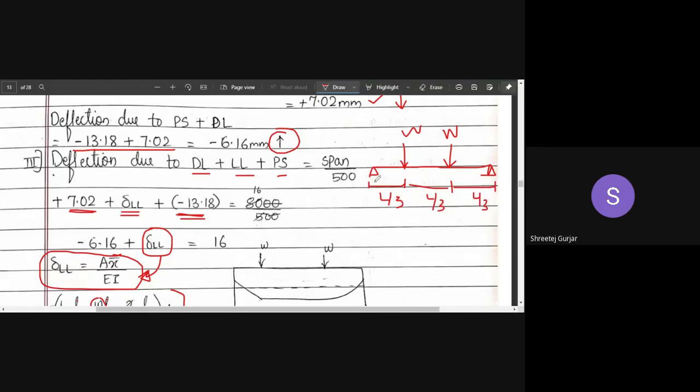Now, what are the reaction forces? What are the reaction forces? Can anyone tell me? Very easy. What is the reaction force? No, you are unable to find out.